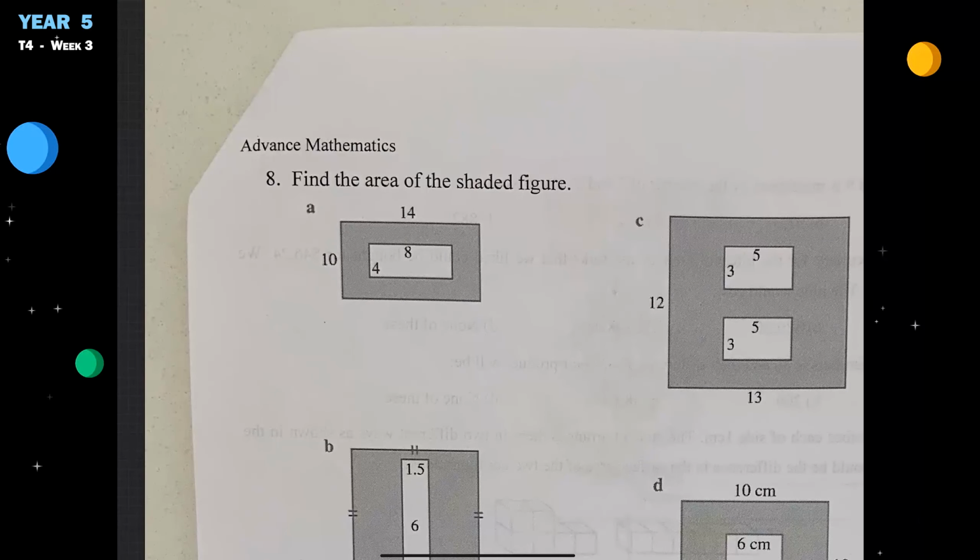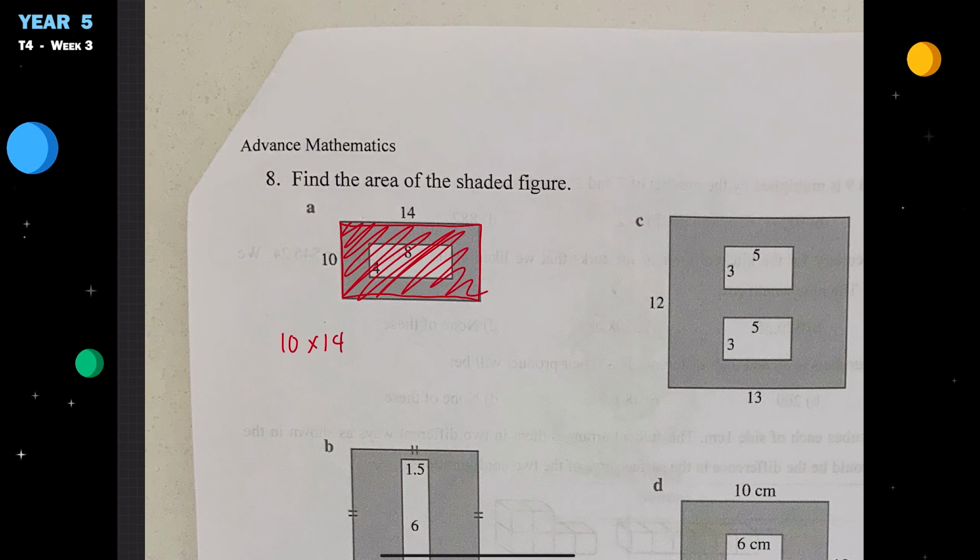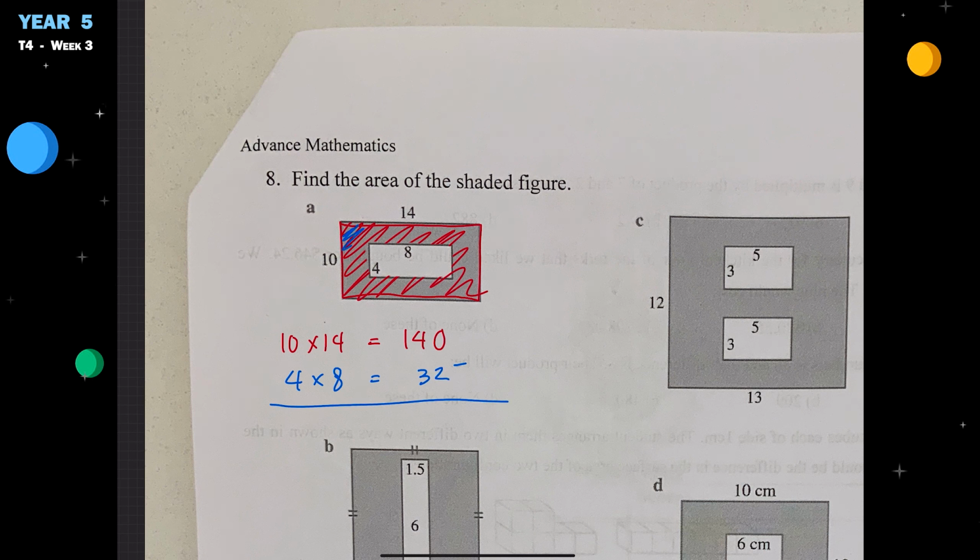Okay, what I'm going to do is find the area of this big rectangle, the area of the whole thing. So 10 times 14 will give me 140. And then I'm going to subtract this small rectangle, which is 4 times 8, which is 32. When I subtract it, I will get the piece that I want, the shaded piece, the remaining piece. So do that, get the answer. There are no units, just leave the answer as whatever it is there.